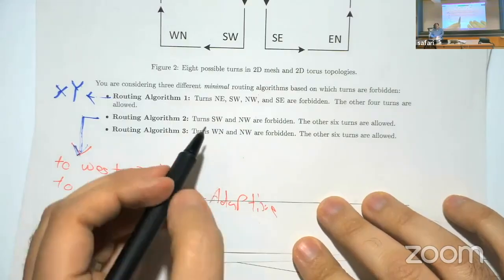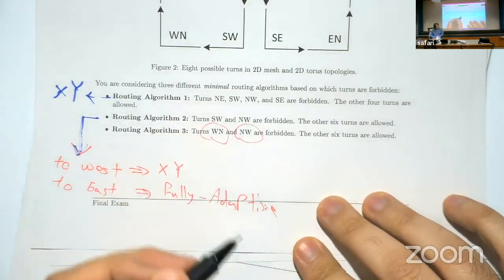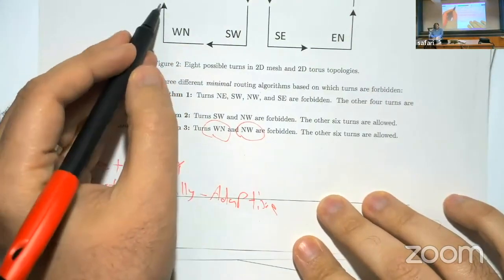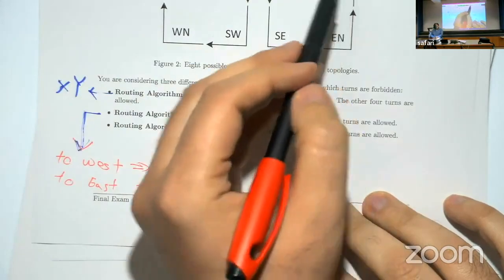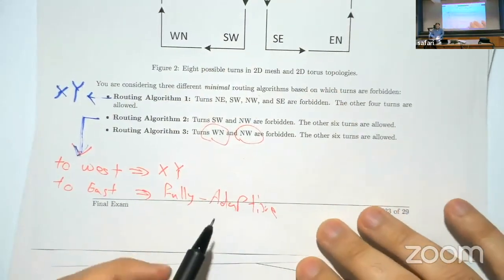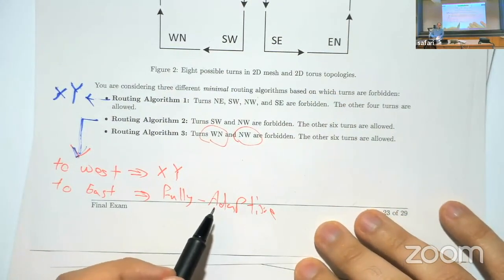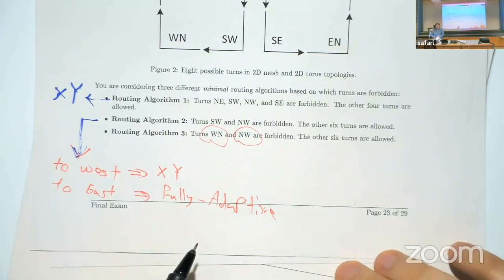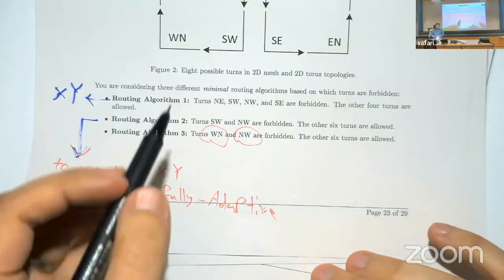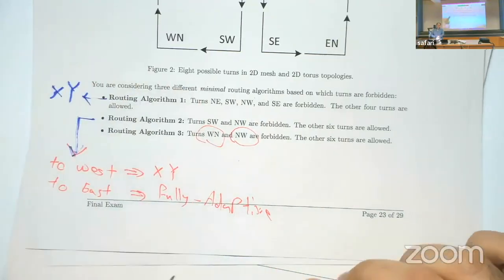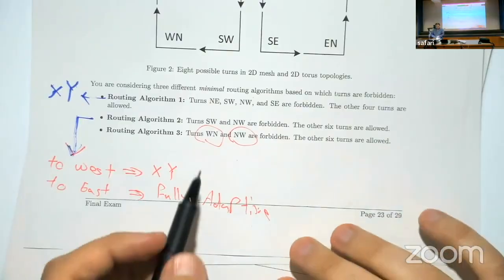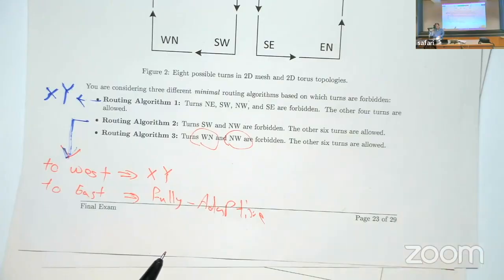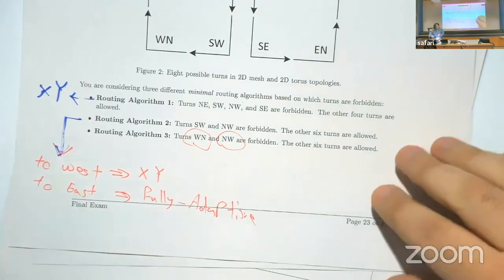turns west-north and north-west are forbidden. So west-north here and north-west. This one is a bit hard to understand what it looks like. Basically, in order to understand it, you just need to make sure that you don't take these turns. I'm not going to reduce this routing algorithm to any easy, understandable routing algorithm. Okay.